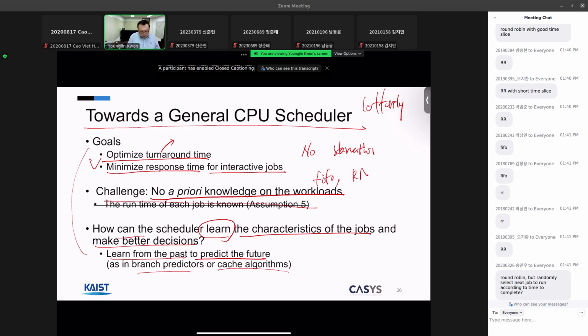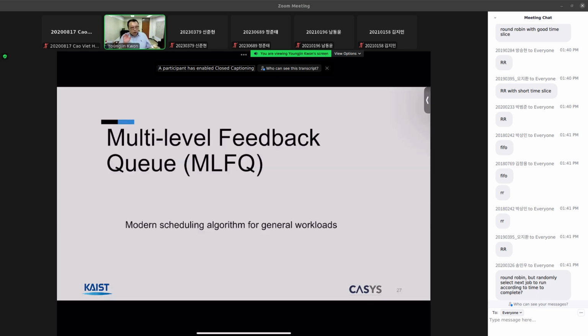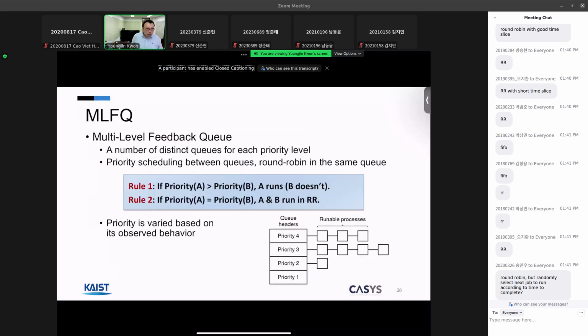That leads to one of the most popular and widely used schedulers in modern operating systems, called multi-level feedback queue. Multi-level is characteristic 1, feedback is characteristic 2, set of queues is characteristic 3. Okay, multi-level feedback queue. All right, so let's take a look at this MLFQ algorithm.